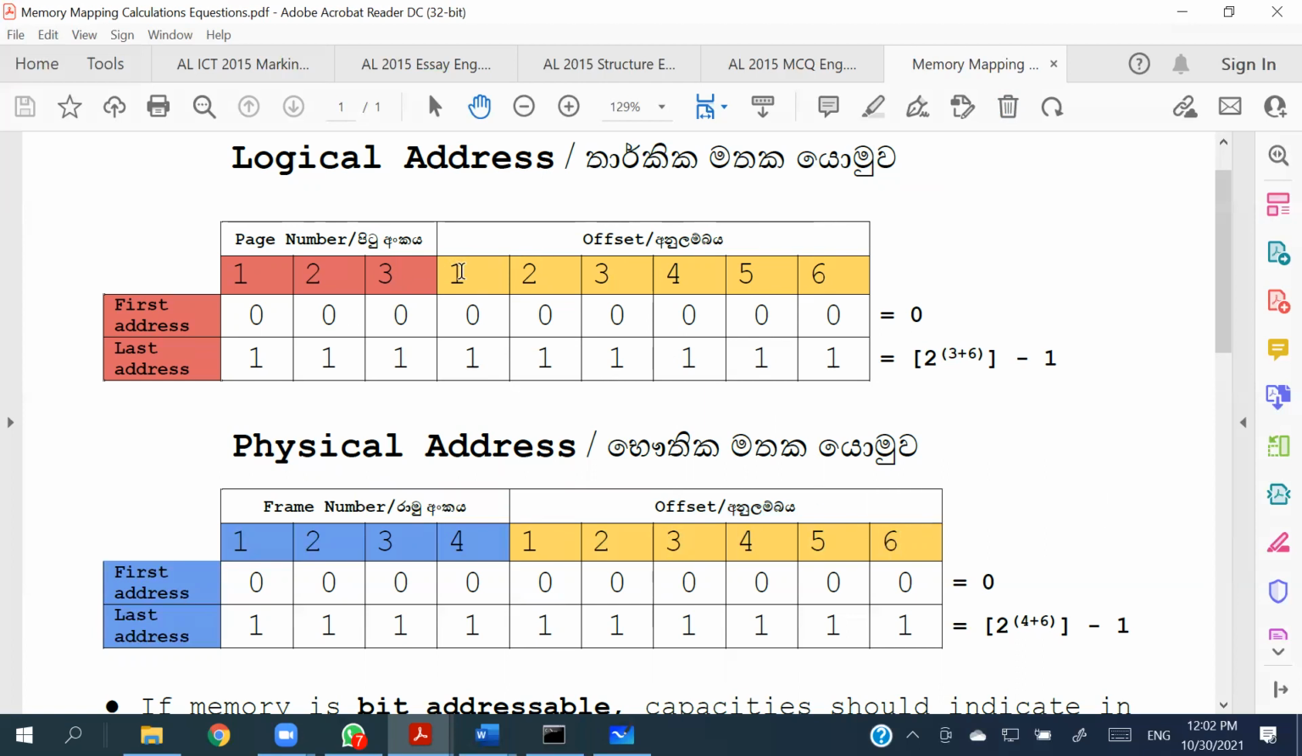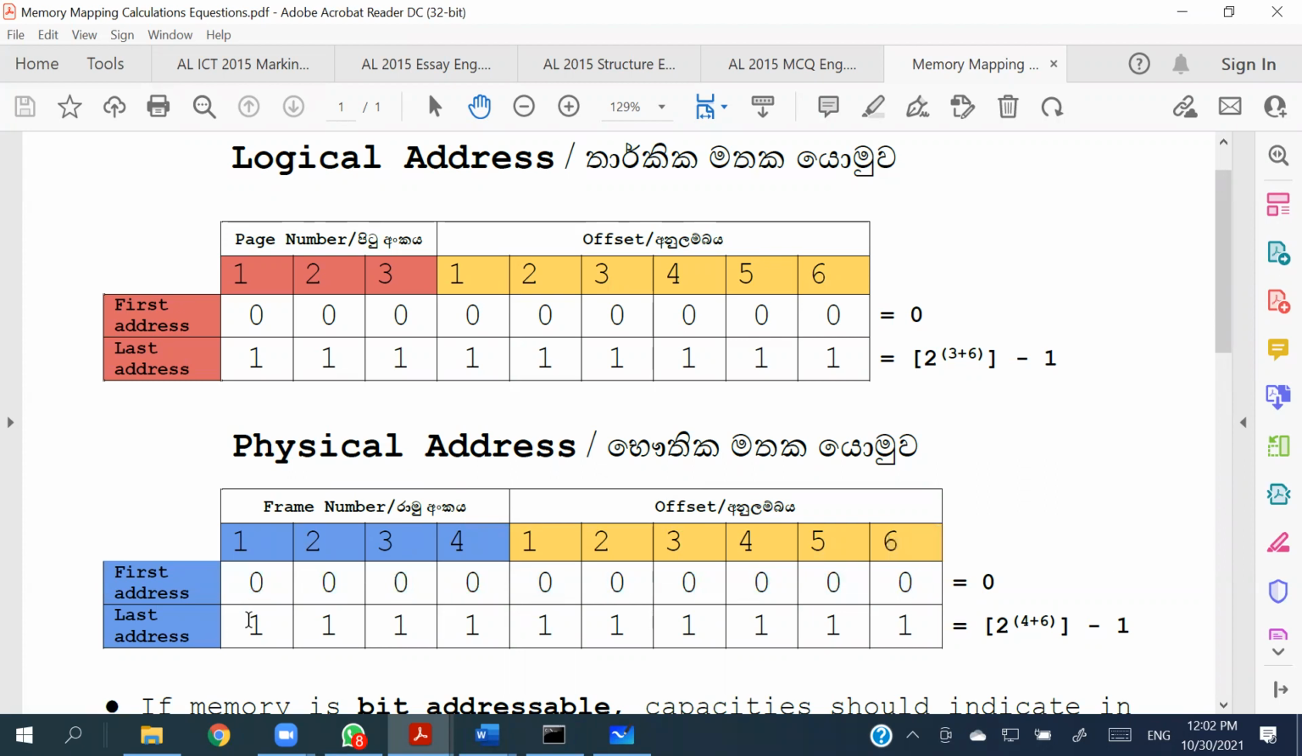So in logical address, it is 6. In physical address, it is 6 again, right? So in your calculation, if you find offset has 3 bits in the logical memory, it's going to have only 3 bits in the physical memory as well. And the frame number can change. It can be similar to the number of bits in the page. It can be greater, it can be lesser. It doesn't matter.